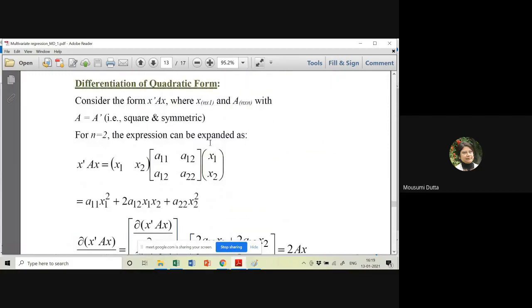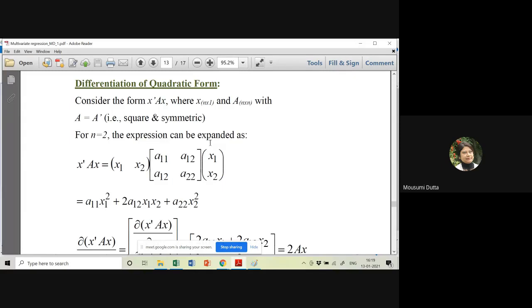Next, we are moving towards differentiation of quadratic form. Here also, I'm considering an example. Consider the form x prime Ax. X is a vector of order n by 1 as I considered. Capital A is a square symmetric matrix of order n by n. So if it is a square symmetric matrix, A is equivalent to A transpose.